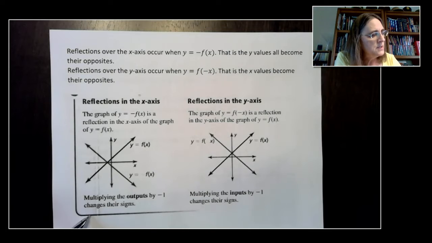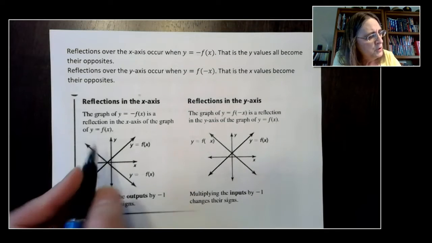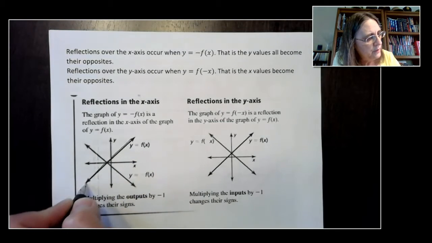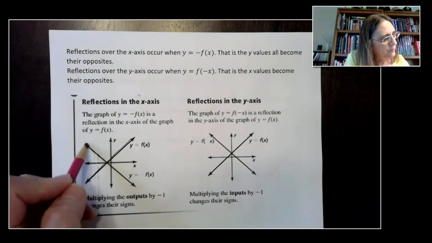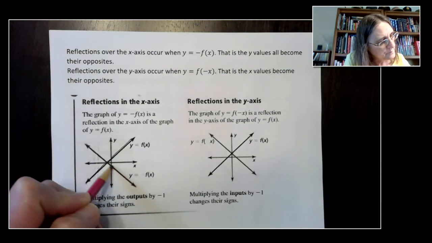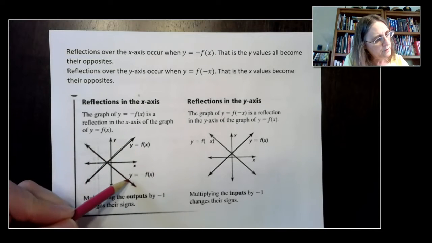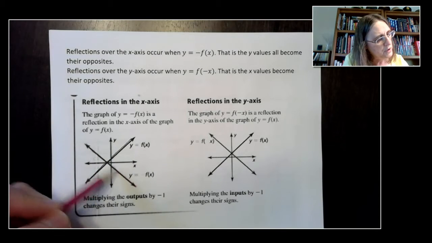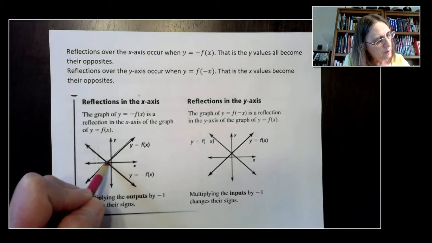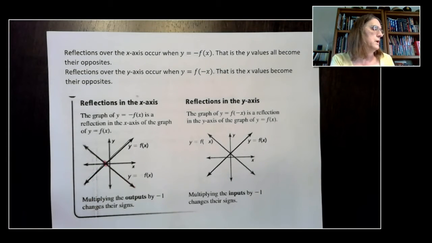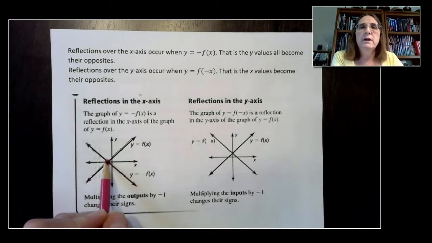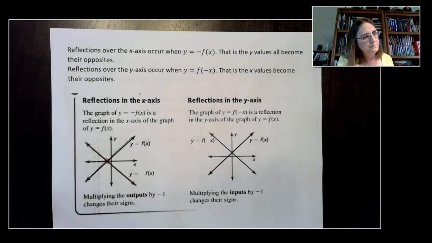Reflections in the x-axis. Here's our original graph, y equals f of x, and our reflected graph right here. Notice that they are reflected over the x-axis, mirror images, and a point on the x-axis stays the same. It's our fixed point because it's already on the line of symmetry.